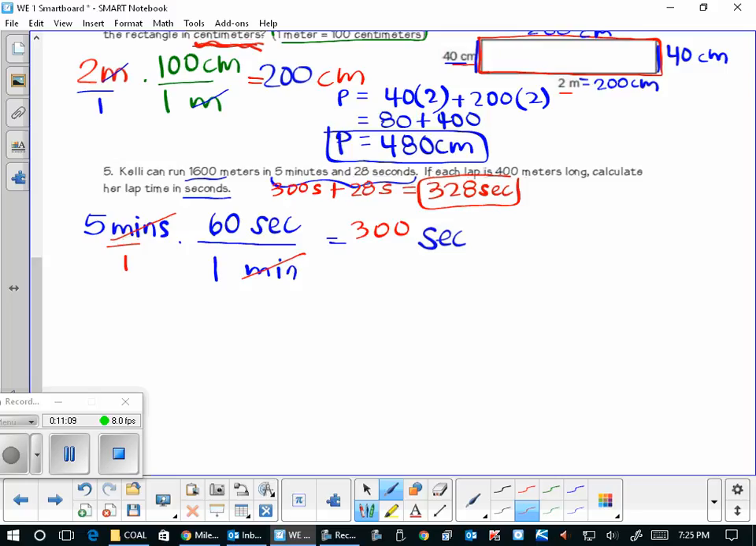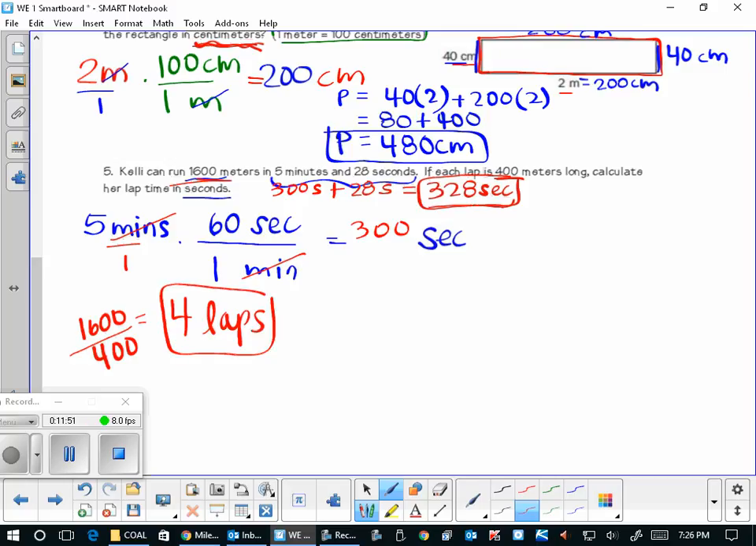It says if each lap is 400 meters, how long is her lap time in seconds? So she ran 1,600 meters in 328 seconds. How long will it take her to run just 400 meters? Okay, so what you can think about here is how many 400s are there in 1,600? If you do 1,600 meters divided by 400 meters, that's 4 laps. So to run a 1,600, you're running around 4 laps. So we want to know how many seconds it's going to take her to run 1 lap.